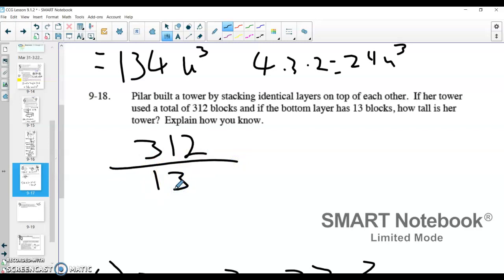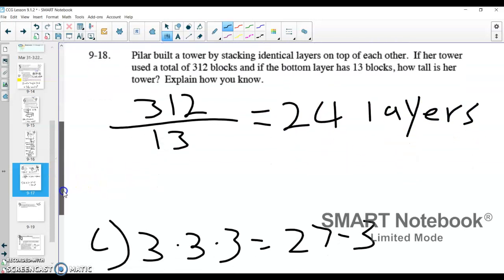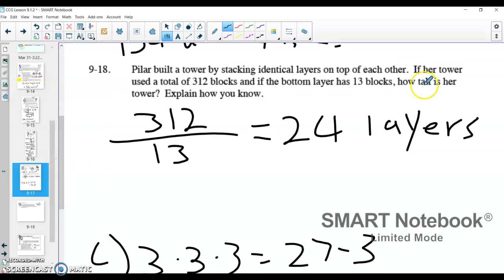You take your 312, you divide it by 13 for each layer, and you're just going to be left with the number of layers. And so 312 divided by 13, that gives me 24 layers. And if I wanted to check my work to make sure it's right, well, if I have 24 layers and each layer has 13 blocks, then I can just do 24 times 13, and that gives me 312, which is what I wanted to see. Now that only works because the layers are identical and exactly the same. But we're able to do it, and that one's nice and quick.